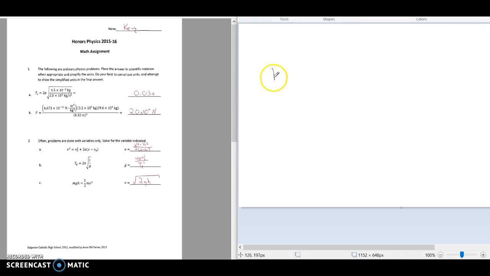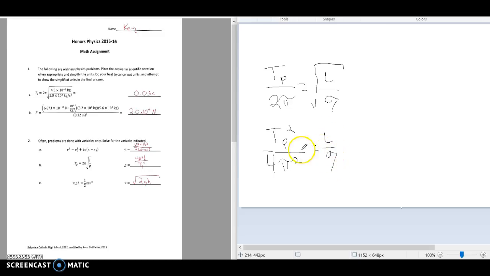For letter B, we want to solve for g. So the first thing I'm going to do is bring over that 2 pi on the other side. So we have Tp divided by 2 pi, which equals the square root of L over g. Then let's get rid of the square root. So now we have Tp squared divided by 2 squared, which is 4, so we have 4 times pi squared, equals L over g. Now what we have to do is flip these two to solve for g. So over here we have g equals L, and on top we have 4 pi squared, and then on the bottom we have Tp squared for your final answer.